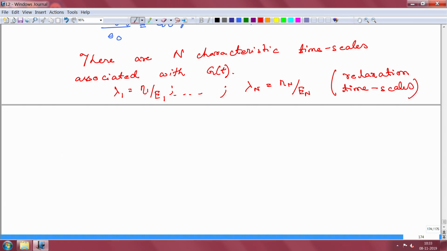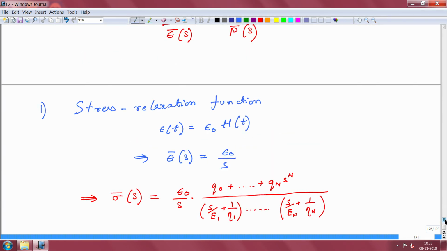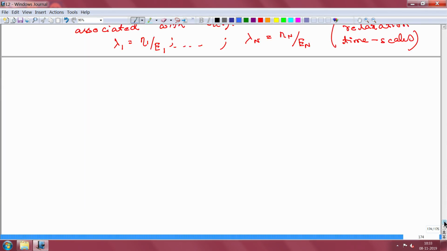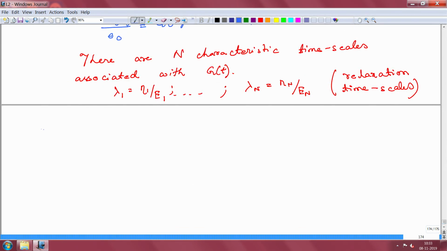So, what we have done now, we can again redo for the creep response. We did the stress relaxation function. Now we will do the other one, which is the creep compliance function, or the creep response, that we have to look at. So, let us look at the creep response.